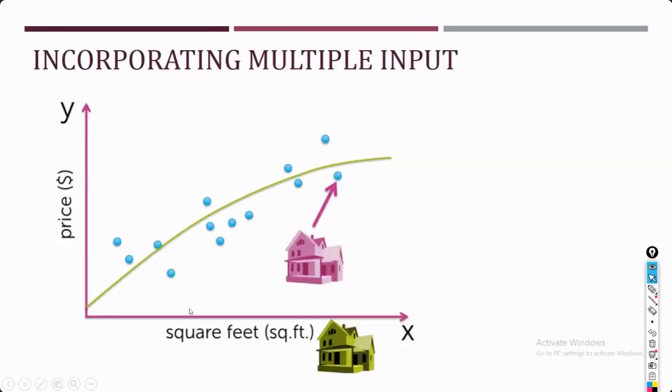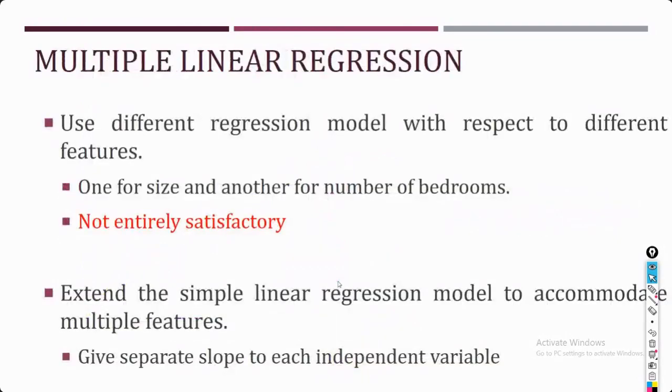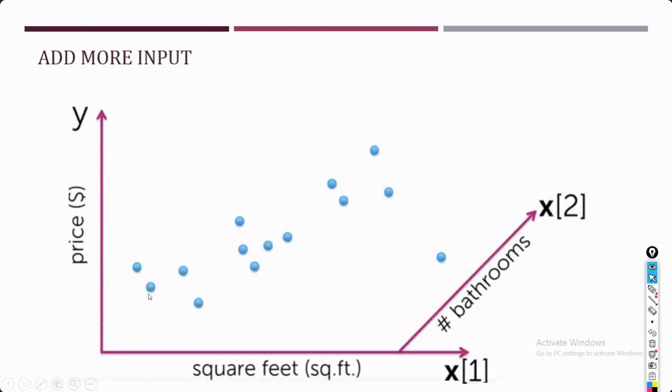Like I said, only the size of the house is not going to affect the price of the house. How many bathrooms there are, how many balconies, how many floors, this also contributes. So in multiple linear regression, we are going to incorporate all this information. Earlier we were using the square feet as my input, and based upon that I was predicting the price. Now we have also included how many bathrooms there are in your house. So this is also going to contribute to calculating the price of the house.